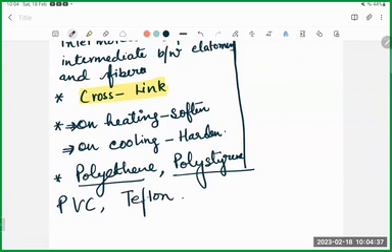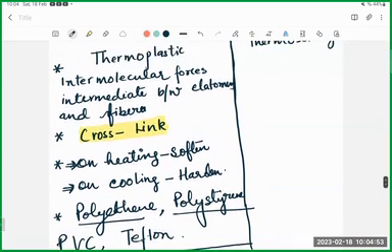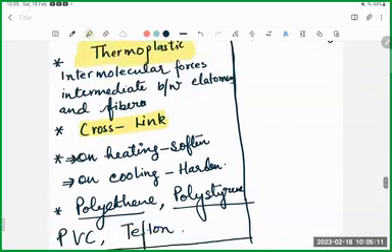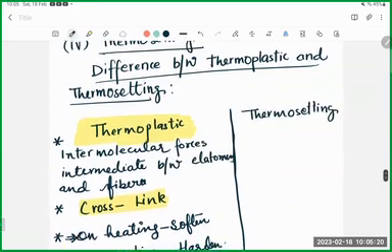Teflon, you must be knowing it's a coating of non-stick cookware, correct? That's the reason they say you should not cook the food in this non-stick cookware at high temperature when it is damaged or the coating is not present over there. So that is the reason. Even a non-stick cookware should not be kept at high temperature. That is for our safety purpose. It's very, very harmful. So now this is about your thermoplastic. Do you have any doubt understanding this? No, right? Now let us go for the thermosetting now.